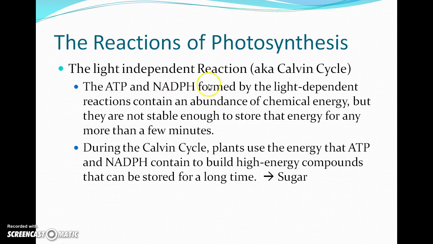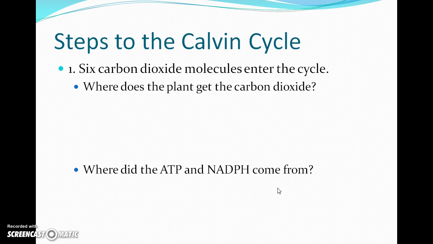The light-independent reaction is also known as the Calvin cycle. It takes the ATP and the NADPH formed from the light-dependent reactions in the thylakoids, but these aren't very stable. They can only hold that energy for a little bit. So during the Calvin cycle, they use that energy and those electrons to build the high-energy compounds, which is glucose. So we get 6 carbon dioxide molecules into the Calvin cycle.